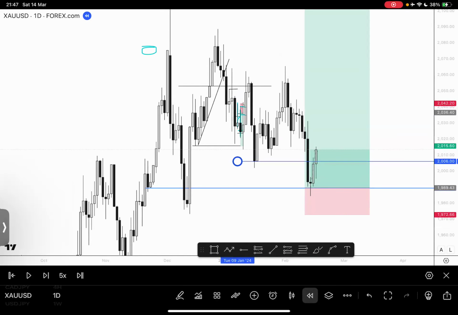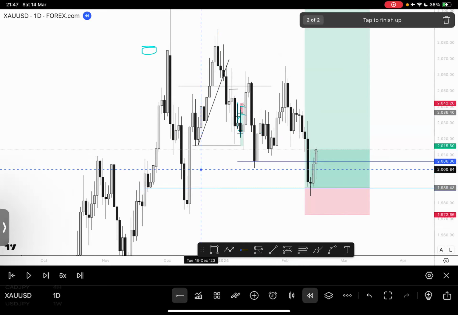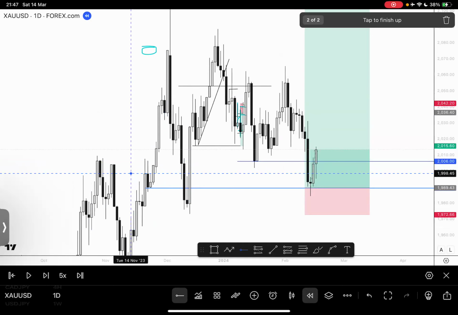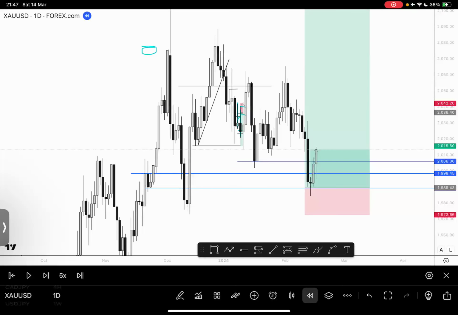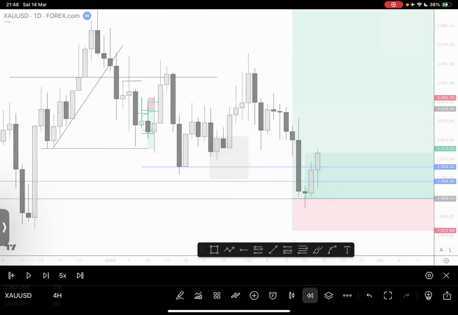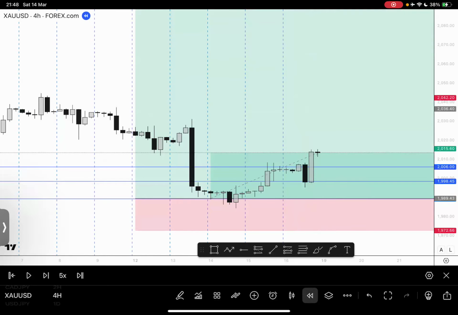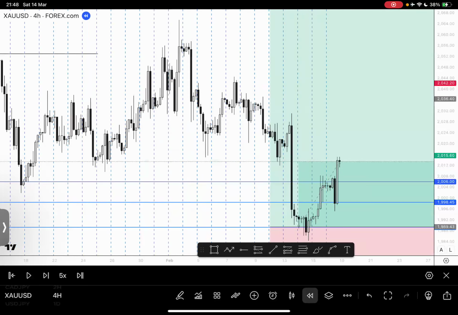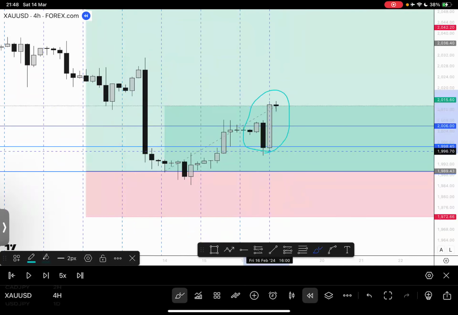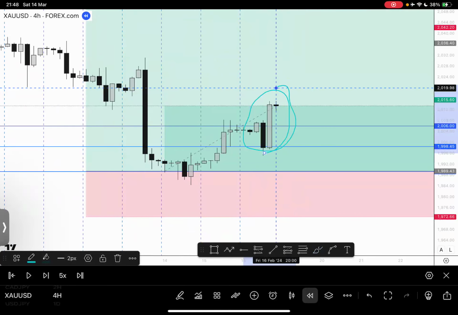So I'm marking at this level. The same thing, I'm waiting for my 4-hour breakout. That's all I'm doing. There's this level here and this level here, so they're almost in the same area. Market came into this level, this last candle tapped this level. Let's see. Okay, it came there and gave us a 4-hour breakout. So can we now look for buy entries inside here? You guys get the logic I'm trying to use for this next trade.